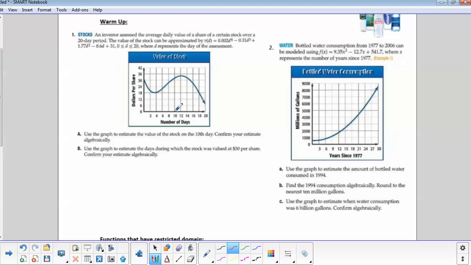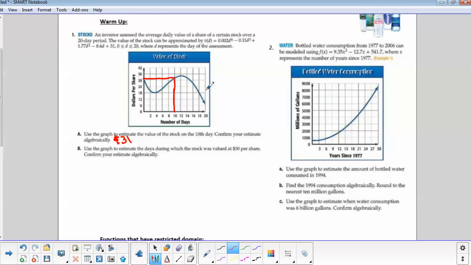So here's the 10th day right here, and we're going to go up to the graph, and then we're going to go across. And it looks like we're somewhere between 30 and 36. So you could guess 31, 32, 33. So let's say $31 per share. But we're going to use the graph. Then we're going to confirm your estimate algebraically.